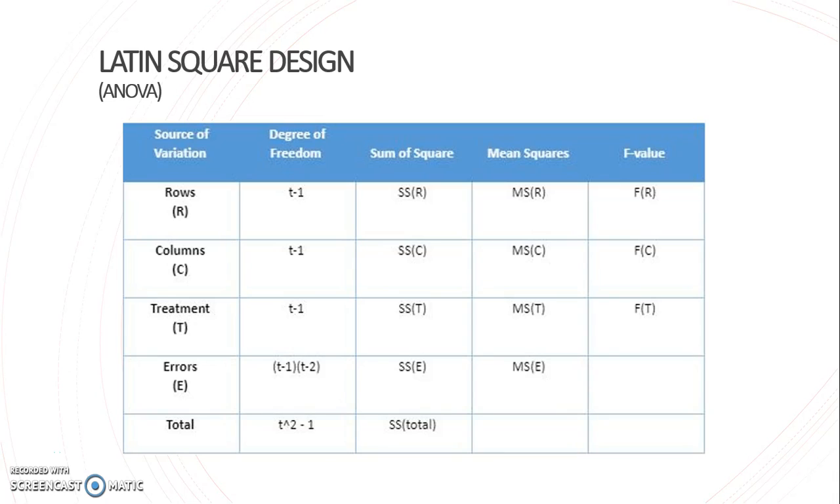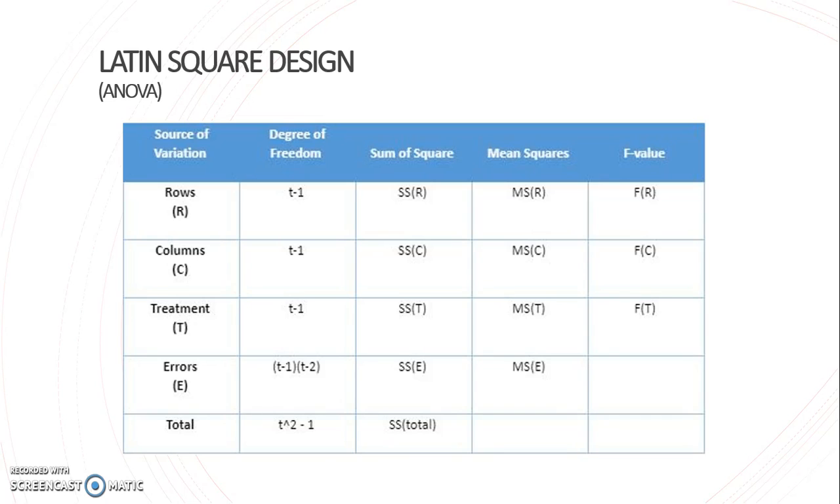This is the basic ANOVA table for LSD. This shows us how to calculate the sums of squares, degrees of freedom, mean of squares, and the F ratio for the following sources of variation, including the rows, columns, treatments, and errors.